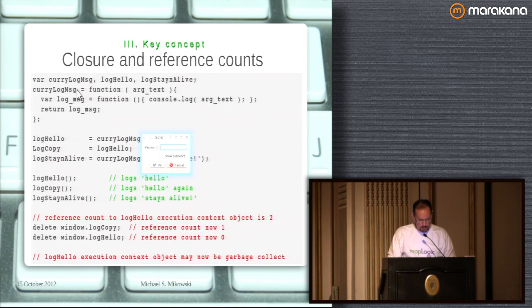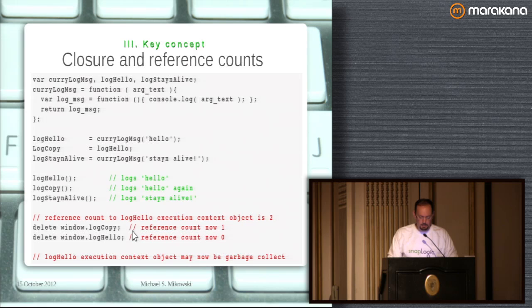We'll look at that again, using our curry log function. We have a function called log, we're creating a function called log hello. And then notice I make a copy of that called log copy. And then I have a staying alive function, again using the curry log message. So you can see if I run log hello, I'll get hello. If I run the copy of it, I'll see hello again. Down below here, I'm deleting these functions.